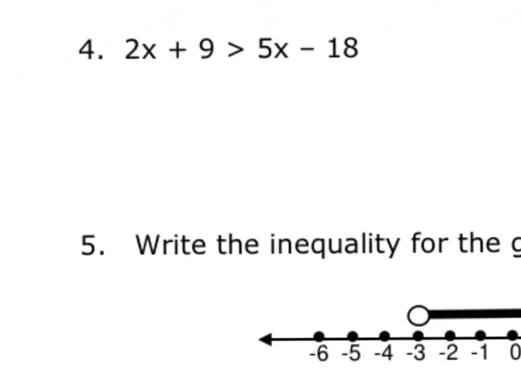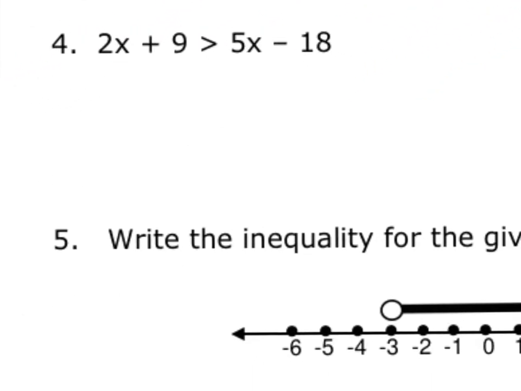Okay, number 4, we will solve for x. As I can see, I've got x on both sides, so I need to move the x's either from here over here, or move the 5x to this side. I prefer the variable to be on the left side, so I'm going to move the 5x over here by doing the opposite. So I will add negative 5x to both sides.